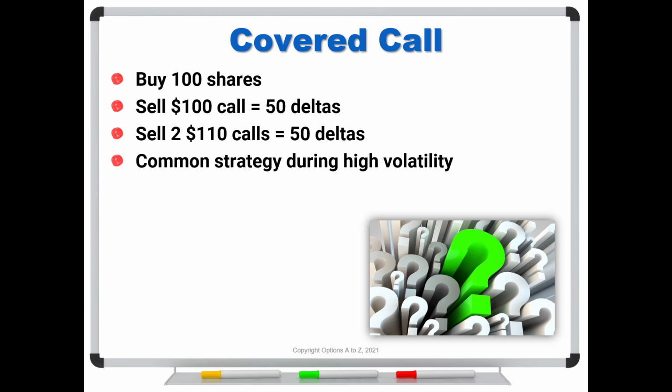Sometimes this is a common strategy during high volatility where traders will say, well, instead of selling one $100 call, let me sell two of the 110s. I've got the same number of deltas, but now I'm selling two options instead of one. And if there's some high skew, I might be even better off by selling these out of the money. Well, the question is, are these the same positions? This is a real good example where you can use the net contract exposure.